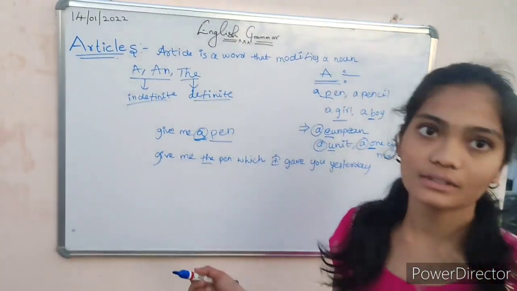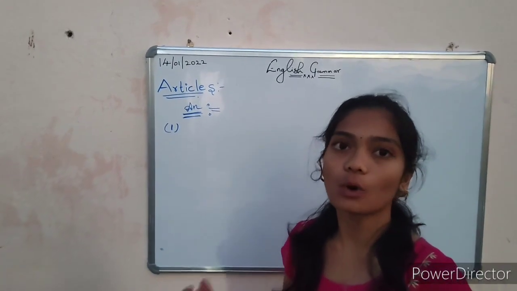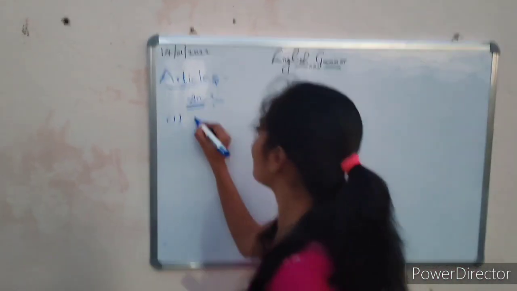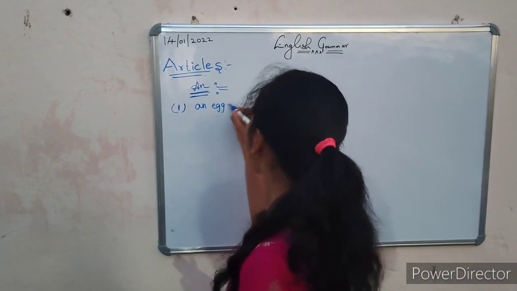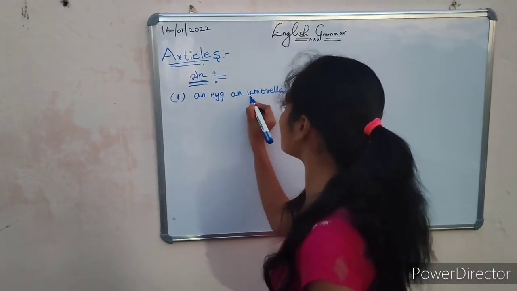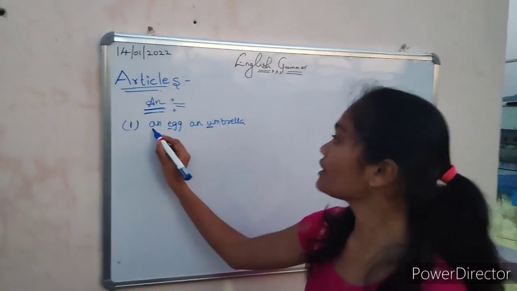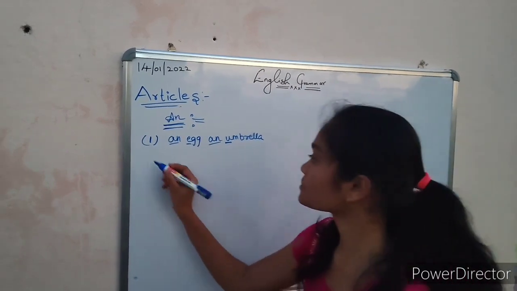Now let's talk about the uses of the article an. It is used before the words which begin with vowels and give vowel sounds. For example, an egg, an umbrella, an elephant. Here the letters like E and U are vowels and they give vowel sounds. So we use an before these words.